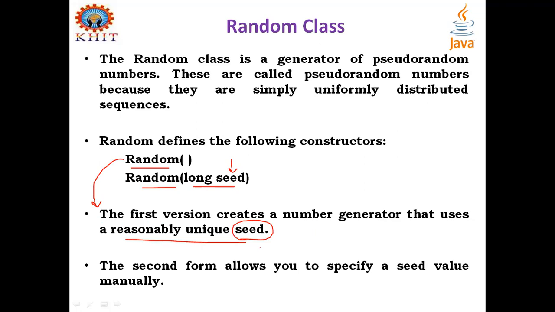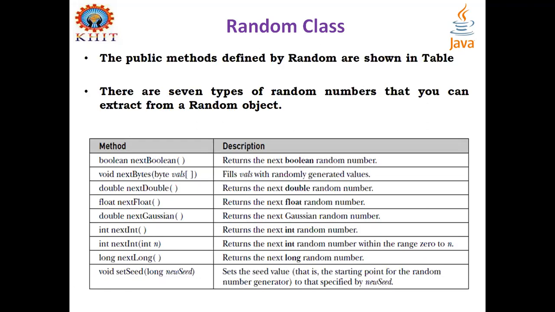Once you start calling this Random class, invoking the methods defined in it, when we create an object of this class, it generates the random numbers in a unique format, right? The second form allows you to specify a seed value manually, a seed value manually, right? So I will go and take the public methods defined by the Random class.